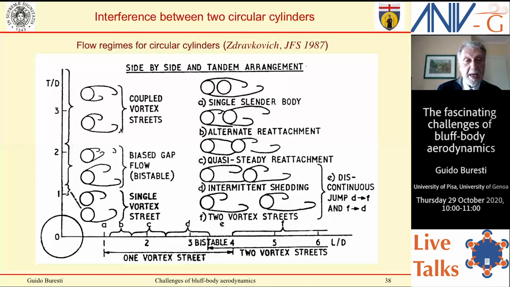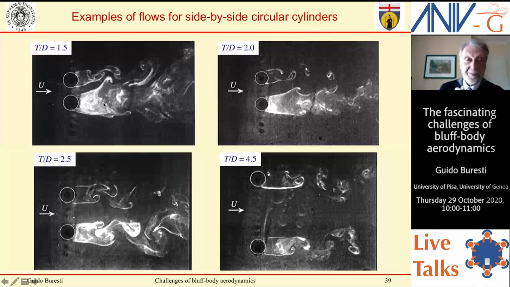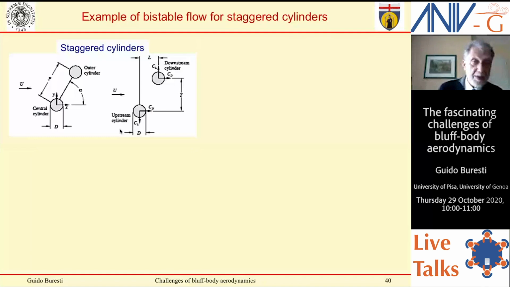And then for higher distances, you have coupled vortex shedding. You can see this from these visualizations, and you see very well the situation with biased flow here. The situation becomes much more complex if you have staggered arrangements. So you may get an enormous number of different configurations.